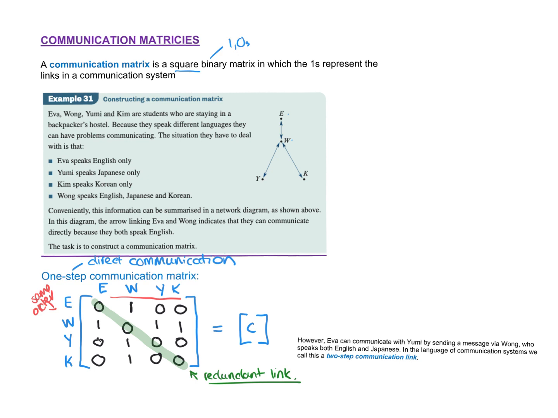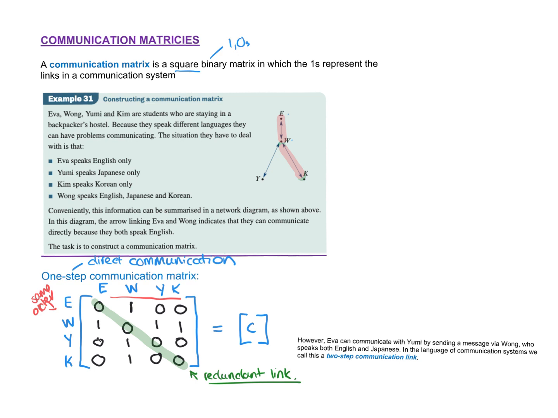So this is the scenario. We can see Wong speaks a lot of languages and can obviously communicate. So what we're going to do is Eva's going to try, she wants to get a message to Kim. So Eva has to go through Wong to Kim.